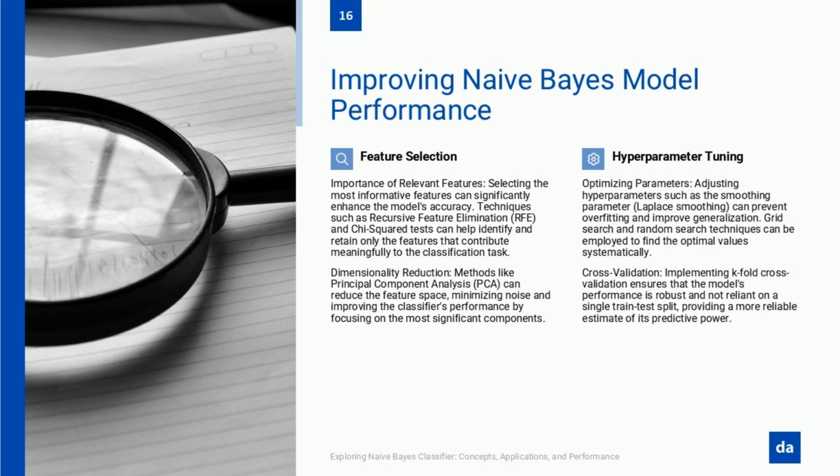Ultimately, model optimization is about balance, keeping the model simple while improving its ability to generalize to new data. Overfitting, where the model becomes too tailored to the training data, can lead to poor performance on unseen data. Underfitting, where the model is too simplistic, can miss key patterns. By carefully tuning hyperparameters and selecting the right features, naive Bayes can be pushed to deliver even stronger results.